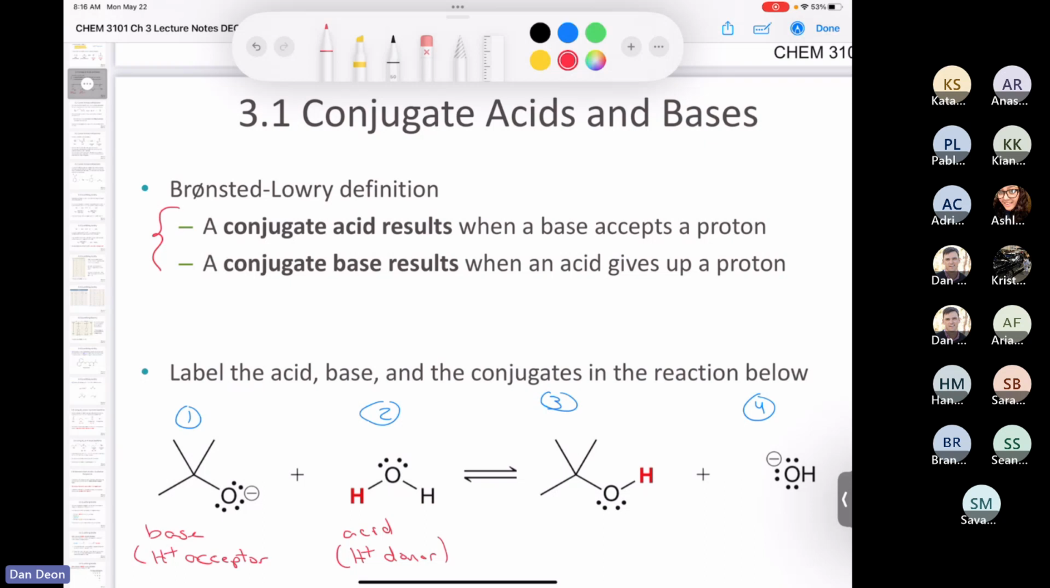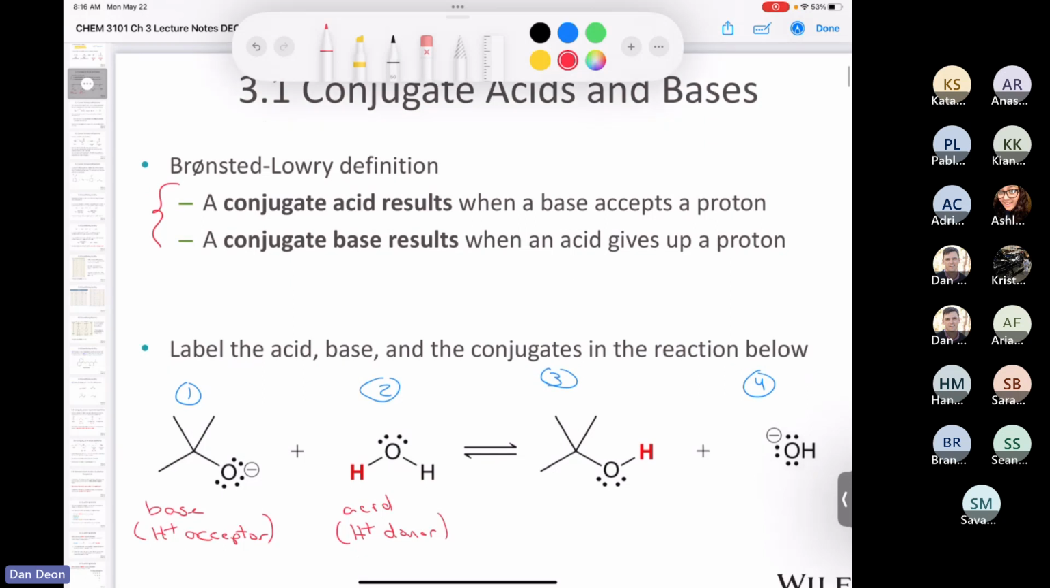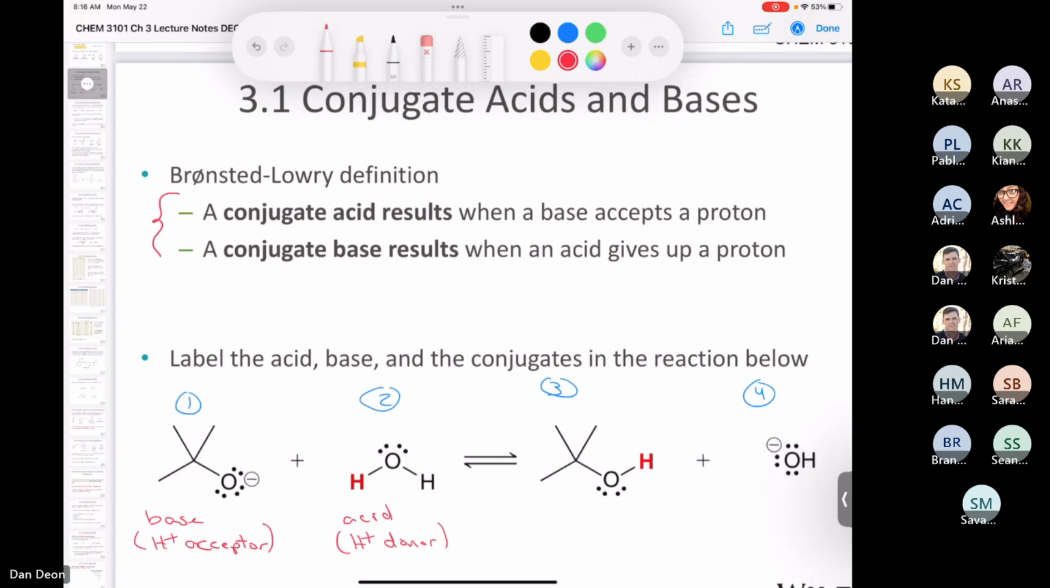So if I look at 3 and 4, could anybody tell me which one of these is the conjugate base? Would it be 3 or 4? Yeah, thanks, Sarah. Absolutely. This is our conjugate base, and this is our conjugate acid. And if we just use the definition that's shown on the screen here, the conjugate acid is what you get when the base accepts a proton, right? So that's this here. And the conjugate base is what you get after the acid donates or gives up a proton. So that satisfies this definition as well.